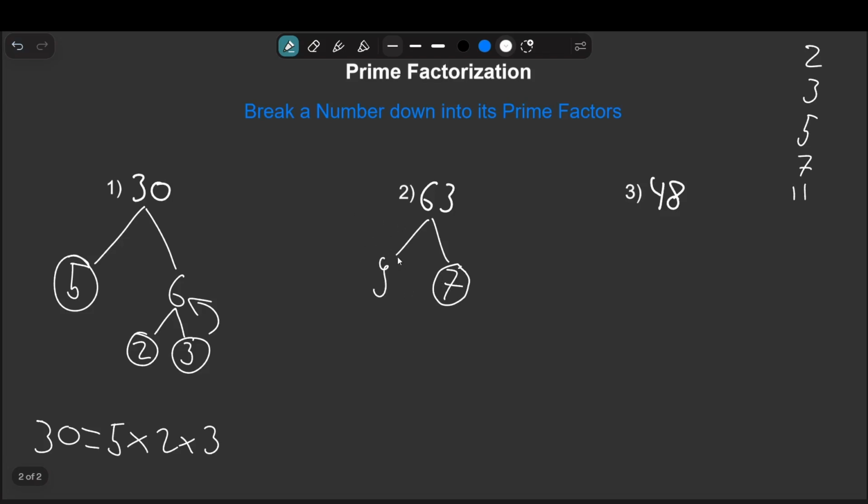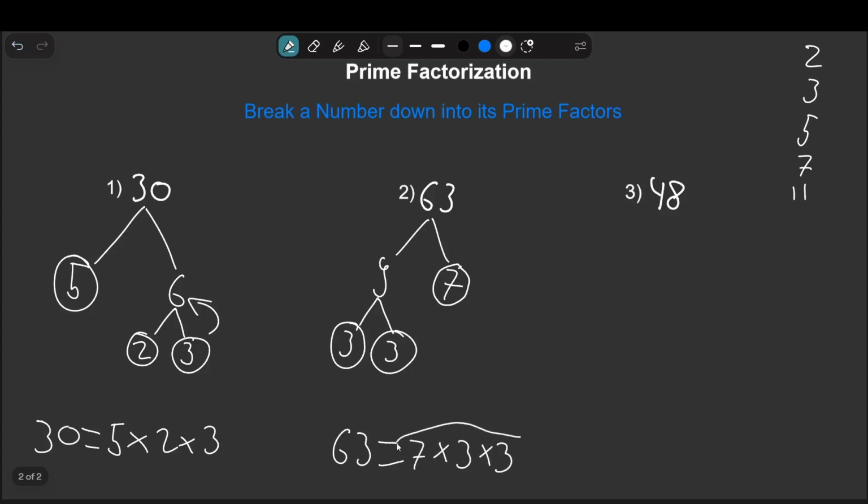So we have 9. 9 is not a prime number, so we're going to break this down once more. We know that 3 times 3 equals 9. These are both already prime numbers. So again, we are done with the second example. 63 equals 7 times 3 times 3. I don't think I have to do another example for the second one for you guys. I think you will understand it like this.